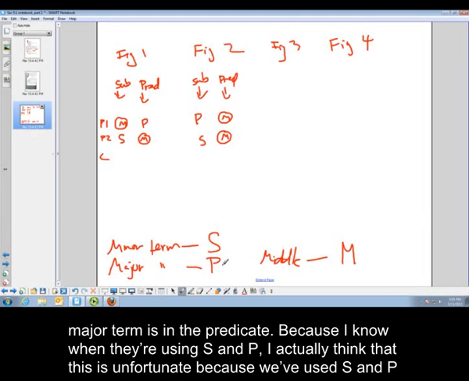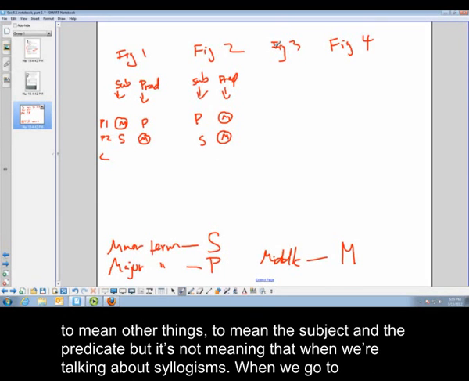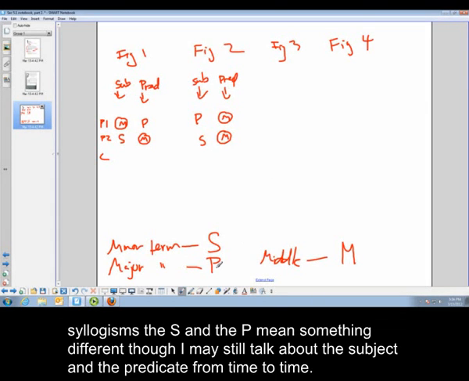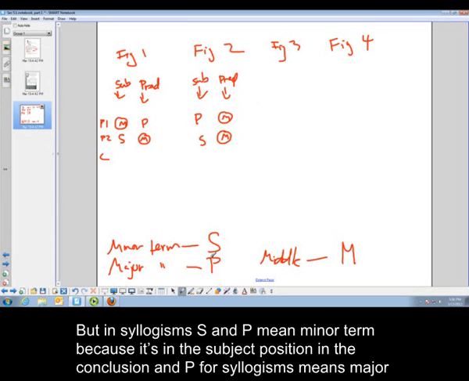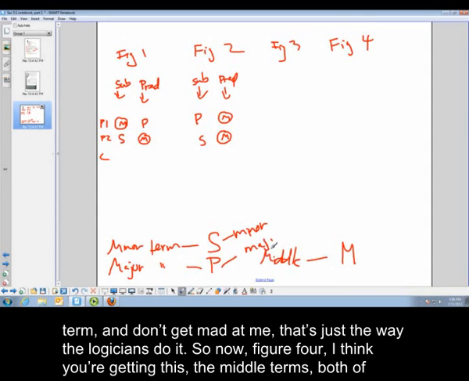Because I know when they're using S and P, I actually think this is unfortunate because we've used S and P to mean other things, to mean the subject and the predicate, but it's not meaning that when we're talking about syllogisms. Okay, when we go to syllogisms, the S and the P means something different, though I may still talk about the subject and the predicate from time to time, but in syllogisms, S and P mean minor term because it's in the subject position in the conclusion, and P for syllogisms means the major term. And don't get mad at me, that's just the way the logicians do it, okay?